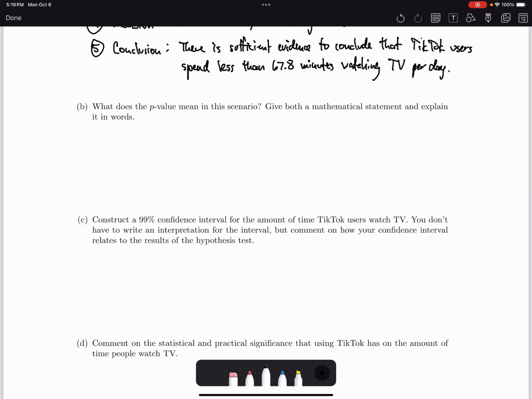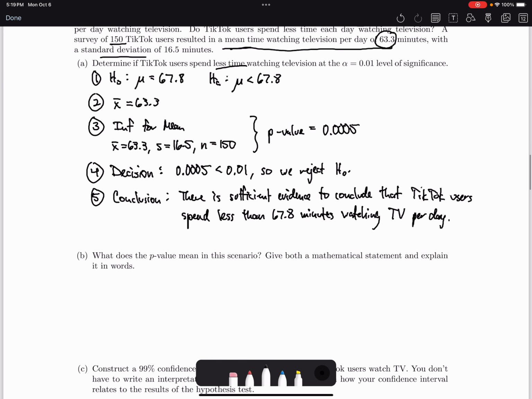Part B says, what does the p-value mean in this scenario? Ooh, okay, good question. What does the p-value mean? We got a p-value of 0.0005. That is the probability of obtaining this sample mean if the null hypothesis were true. Okay, so if we assume that TikTok users spend 67.8 minutes watching TV, then there is a 0.0005 probability of obtaining a sample of 150 TikTok users with a sample mean of 63.3.